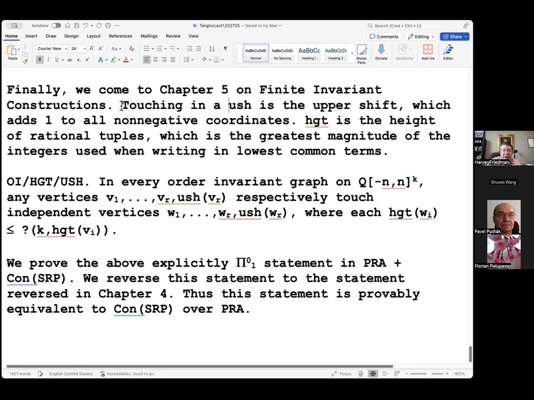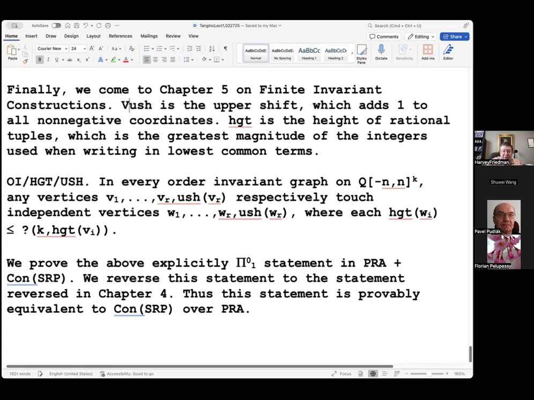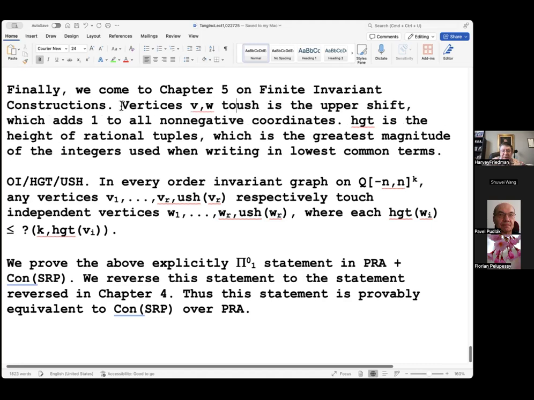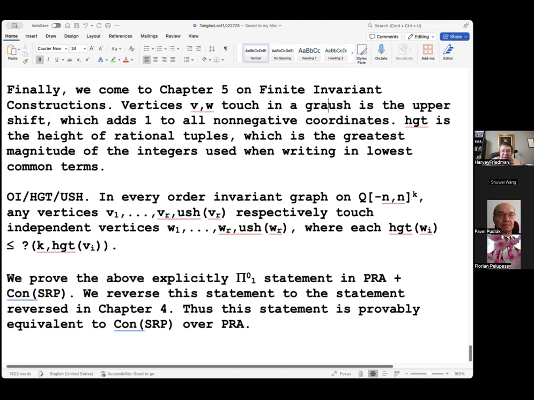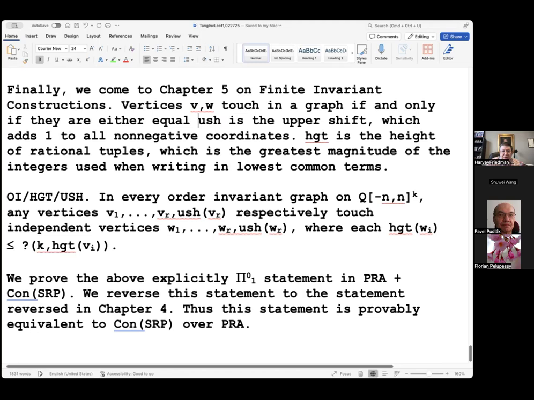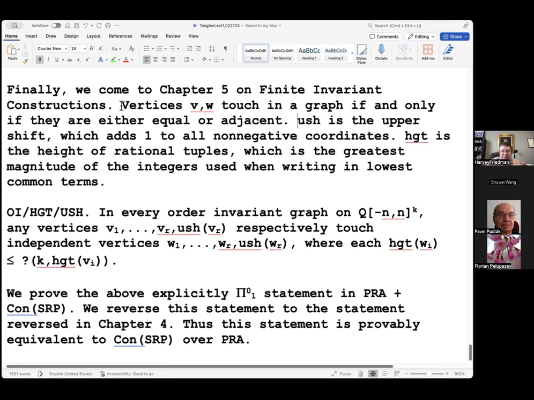Touching in a graph: vertices V, W touch in a graph if and only if they are either equal or adjacent. Okay, there we are.